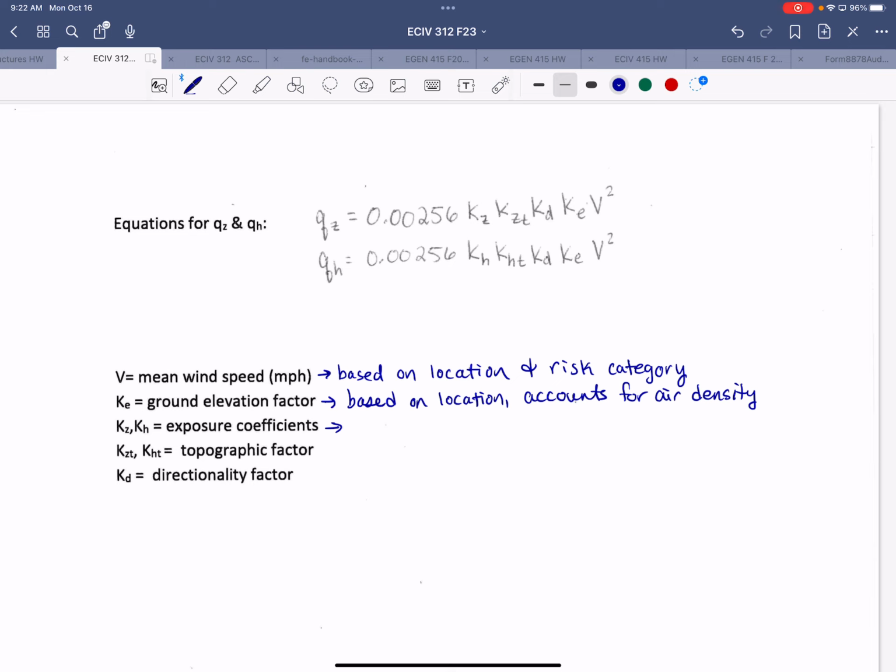And then these KZ and KZT values, first up, we'll do the KZ, KH. So I'm going to circle those up above here. KZ, QZ vary with height. And technically the KZT also varies with height, or it can, it doesn't necessarily. And then QH, KH, KHT, these are just the Z versions evaluated at Z equals H.